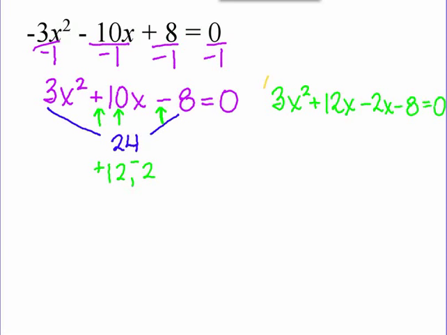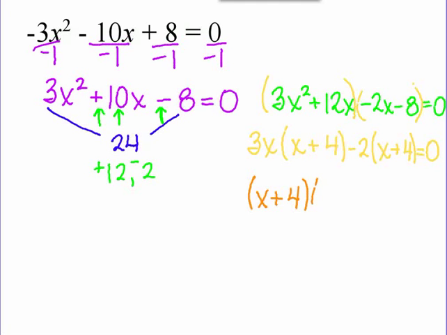Let's go ahead and group. What do you take out? 3x, and I get x plus. What can you take out from the second? Negative 2. Okay, and look at what you need to get. So then that leaves me with x plus 4. So now, what is one factor? x plus 4. What's the other one? 3x minus 2.